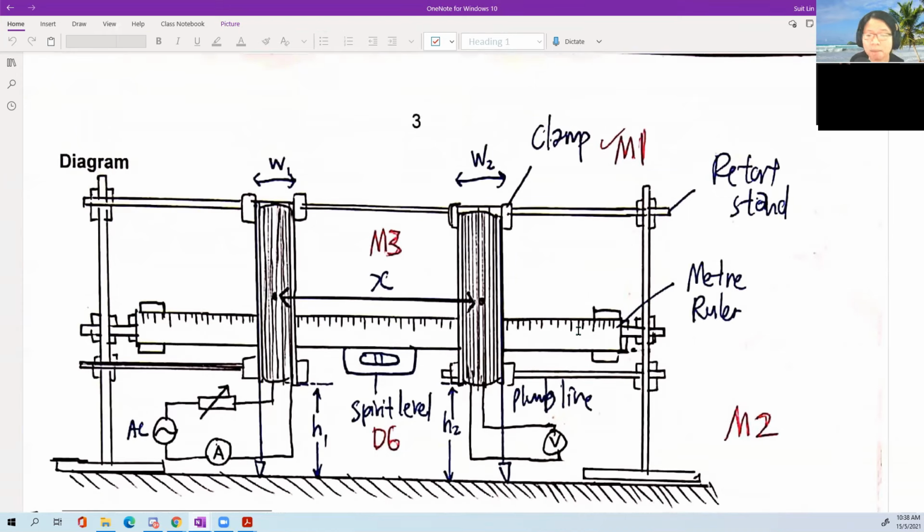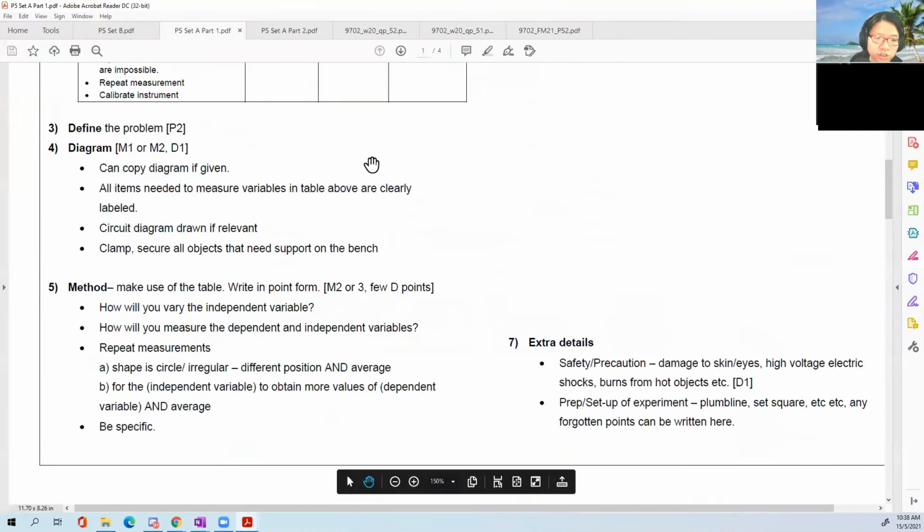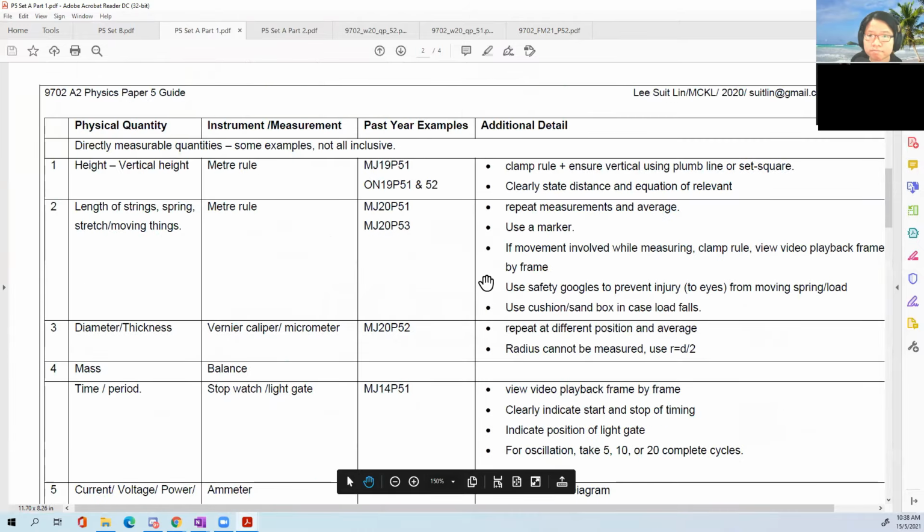I'm happy now. But I also need to make sure the ruler is parallel to the ground. That's why there's a spirit level here. And I also need to make sure the coil is not tilted. So there's a plumb line here. So if we go back to these notes, you will see that I provided suggestions about setup here.